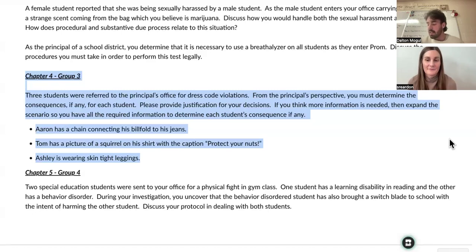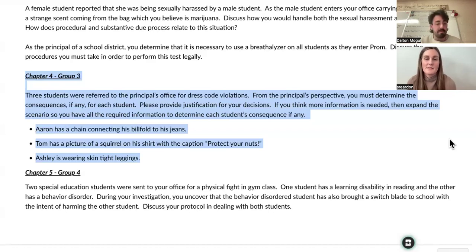For Aaron, I can't discern where a chain connecting his billfold to his jeans would have any more danger than a necklace or a lanyard around a student's neck, as far as safety goes, especially when I was at North Star. Every student wears a lanyard with their picture on it and their student number. I couldn't imagine you could have a credible argument to say your chain is going to be a safety issue, but we have these lanyards around that could be used in the same way to harm. So I settled on kind of the same thing. No violation for Aaron.